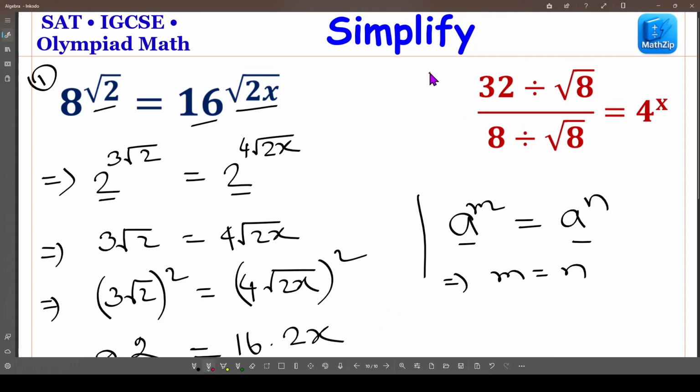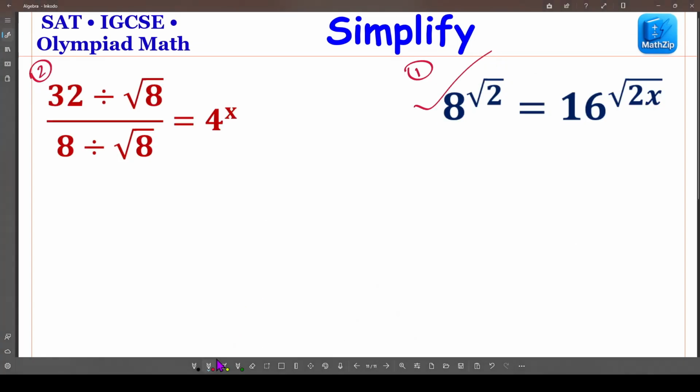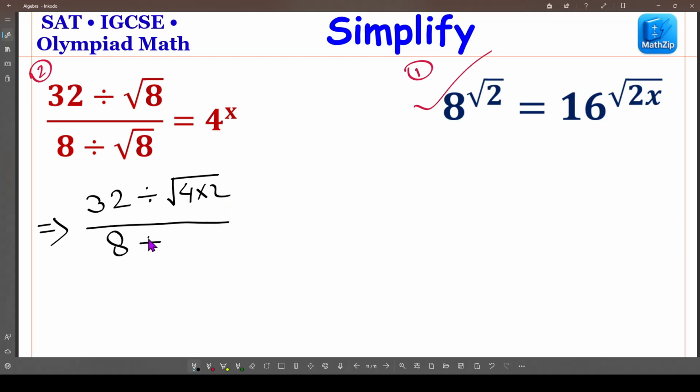Now we will start the second question. For the second question we have to think very carefully, because these kinds of math look very easy but cause some confusion. So here is 32 divided by root 8. We can simplify it: 32 we can write as 4 times 2, right? And here 8 means 4 times 2, okay? And here is 4 to the power x.